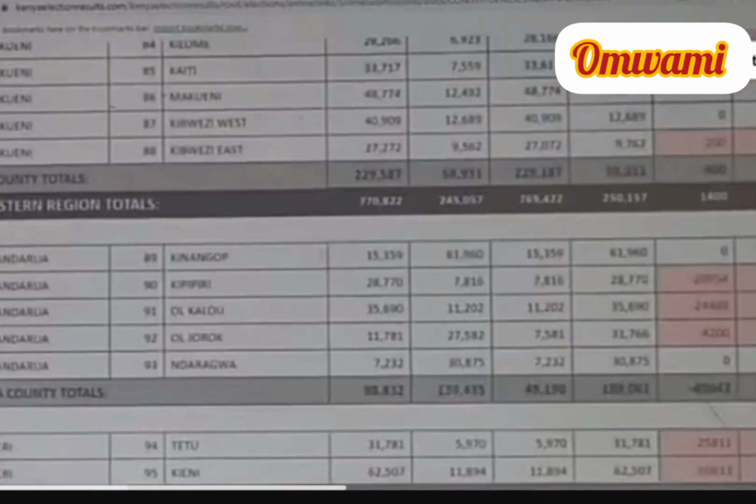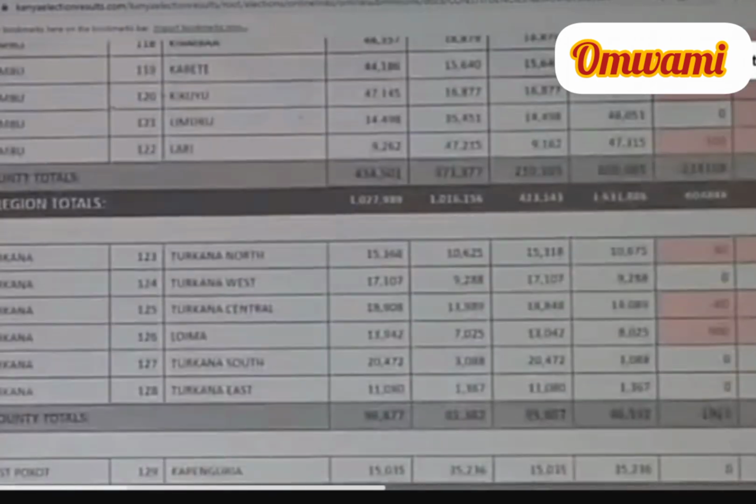Lower Eastern, we note that here, IEBC total gave Jacom 769,000 votes, and Dr. Ruto was given 250,000 votes. This looks clear. But you see, when we look at what we added on the other side, we have 770,000 votes and 245. That means in the Lower Eastern, Jacom lost only 1,400 votes. And then Dr. Ruto gained 5,100 votes.